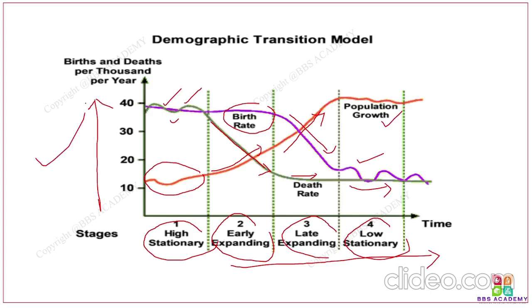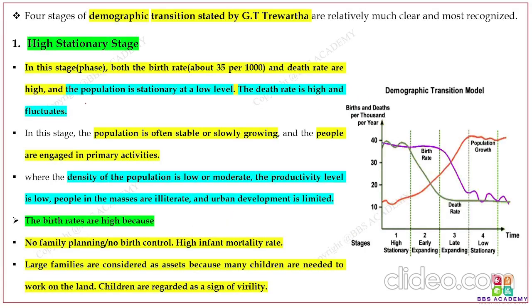If we see the theoretical characteristics of these stages, the first stage, or the high stationary stage, explains both high birth rate and high death rate. The birth rate is like 35 per 1000. Due to the high birth rate and high death rate in this stage, the population is stationary and stays at a low level. The death rate in this stage fluctuates. The population is often stable or slowly growing in this stage, and people are in the primary stages.